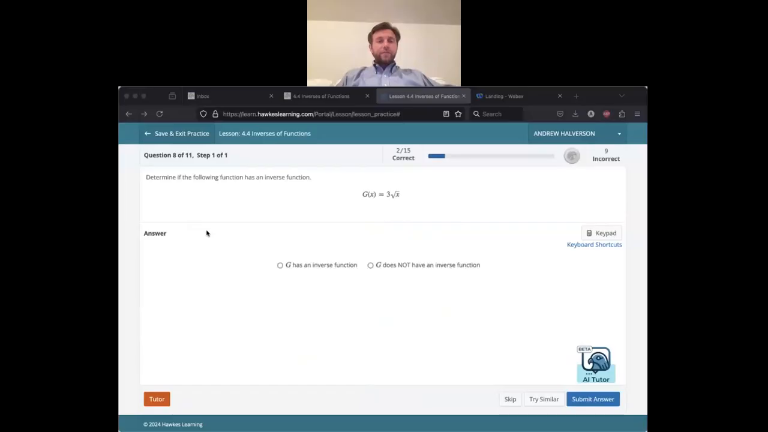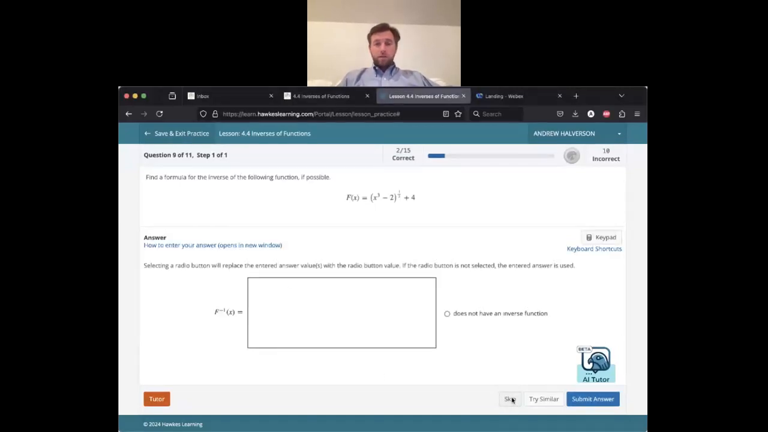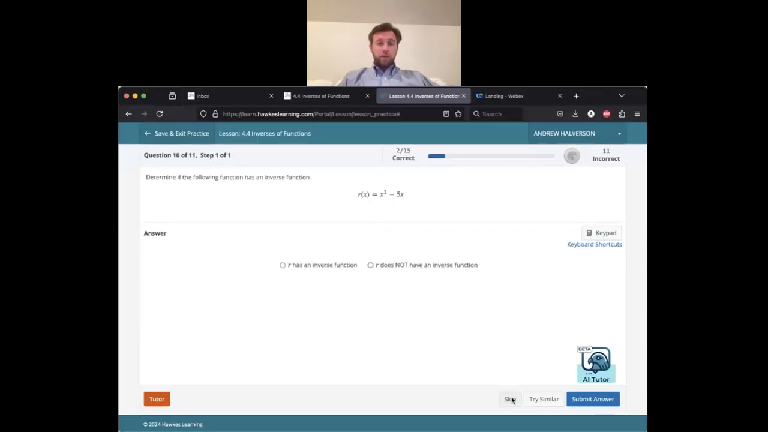Okay. So it's just more of the same at this point. They're not doing the one thing that I thought they would do, so that's okay by me. Find the formula for the inverse. Determine if the following has an inverse. Okay, now this is interesting. This does not have an inverse. I can tell right away, and I'll tell you the answer, by the way, without even having to look at it.